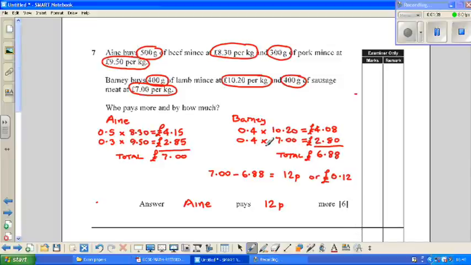Then we've got 400 grams at £7 per kilogram, so again we're going to change that into kilograms. 0.4 kilograms times 7 equals £2.80. When we add those two together, we get £6.88. So we can see that Anya's price is more expensive, and the difference when we subtract the two totals is 12p or 0.12 pounds. So our answer, Anya pays 12p more.